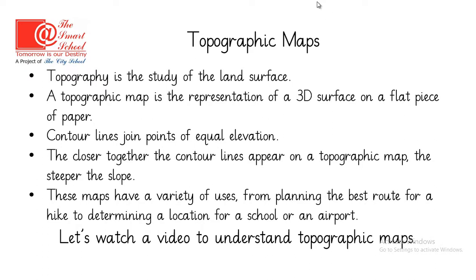Let's get a few more facts about topographic maps. Topography is the study of land surface. A topographic map is a representation of a 3D surface on a flat piece of paper. Contour lines join points of equal elevation. The closer together the contour lines appear on a topographic map, the steeper the slope. These maps have a variety of uses, from planning the best route for a hike to determining a location for a school or an airport. Now let's watch a video to understand topographic maps.